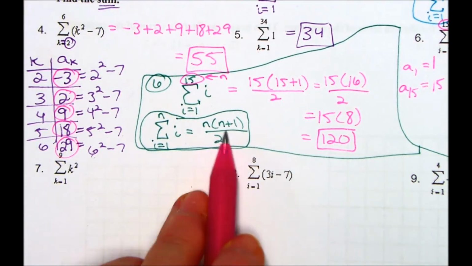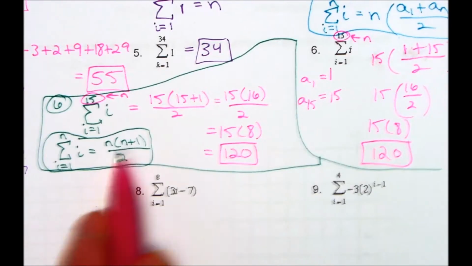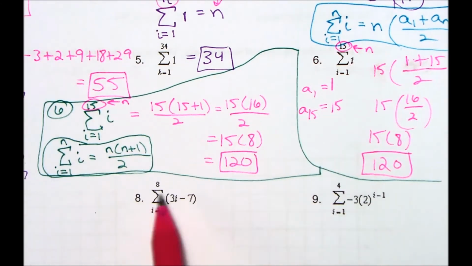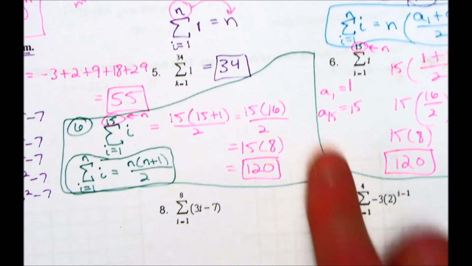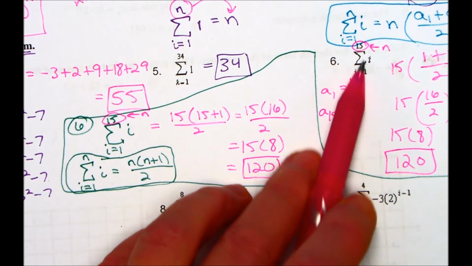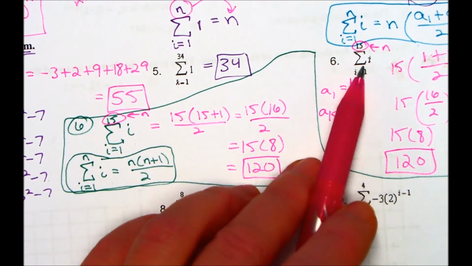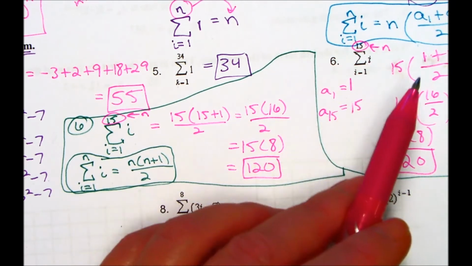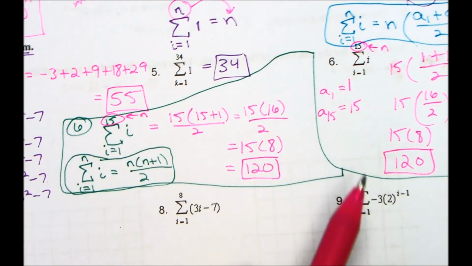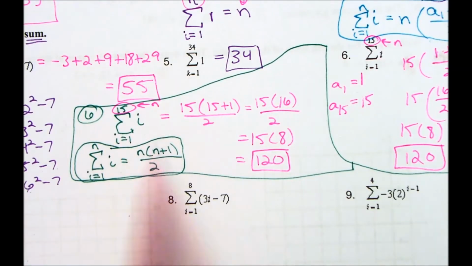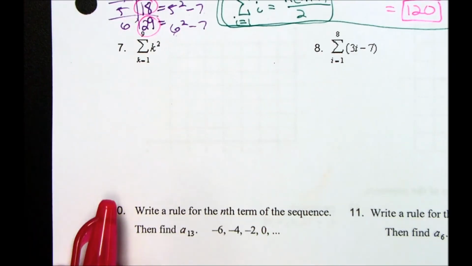So using this rule or using this rule, I got 120. And again, that's because this is a linear expression. So it is going to be an arithmetic sequence, but it's a special sequence also. It's a special sum. All right, so there we did number 6 two different ways.